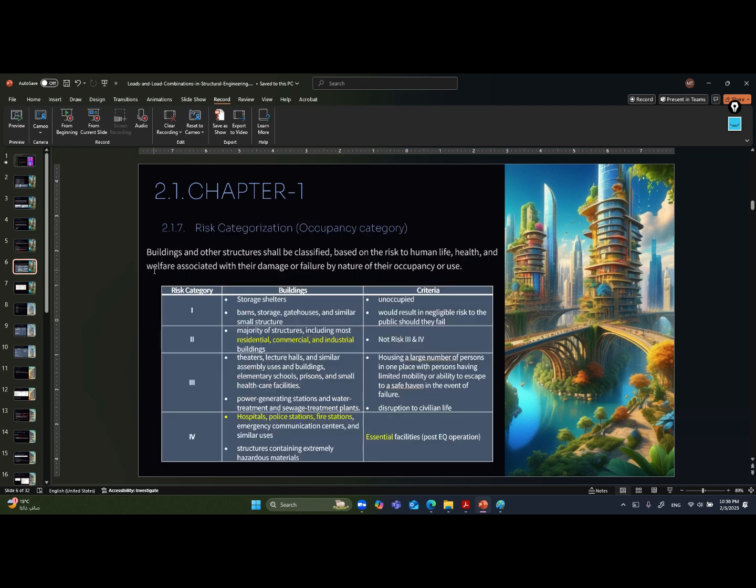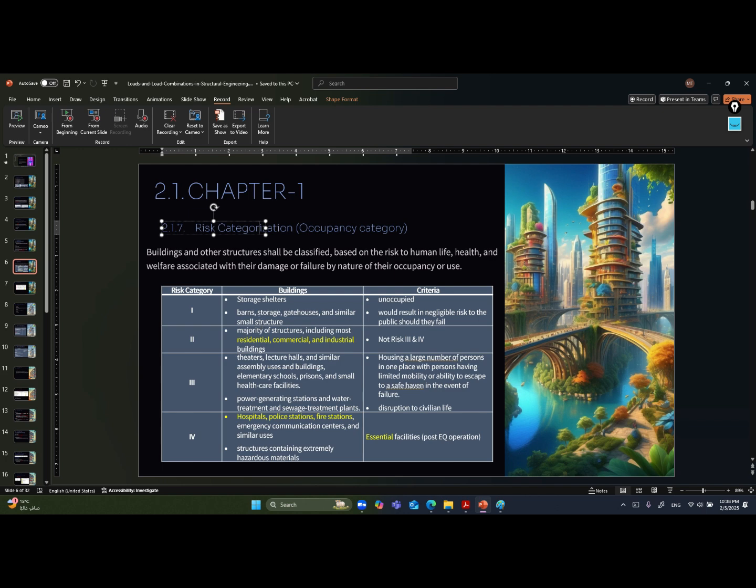Now let's talk about the risk categorization. As I talked about before, it was called occupancy category in UBC 97, but the name has changed into risk category. The risk category defines the importance of the structures. It is based on the risk to human life, health, and welfare associated with their damage or failure by nature of their occupancy or use. So for a storage shelter, it will be risk category 1. 1 is the least important, and 4 is the most important.